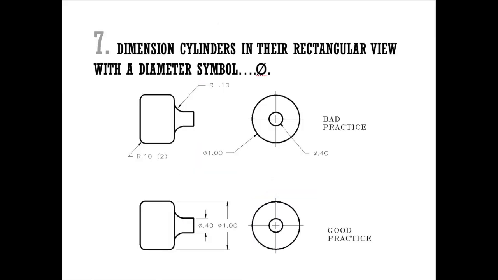Rule 7. Dimension cylinders in their rectangular view with a diameter symbol. As you can see here, we're going to dimension this cylinder in its side view. So that's different than holes where you dimension them in the front view. You want to dimension them where you see the height of the cylinder and then you give a diameter symbol in front of that dimension so I know it's a cylinder.